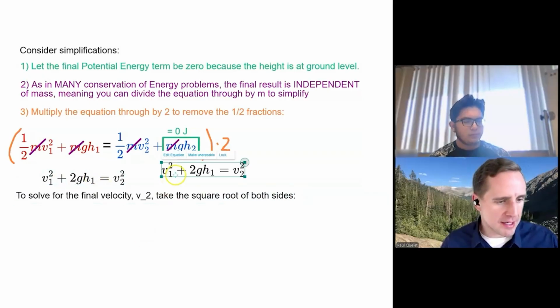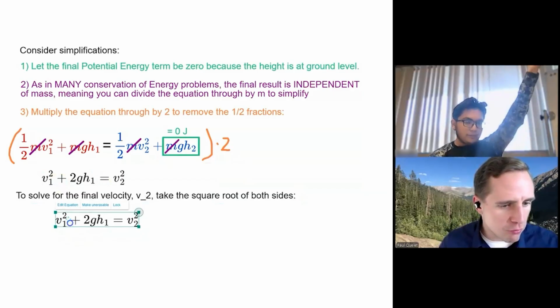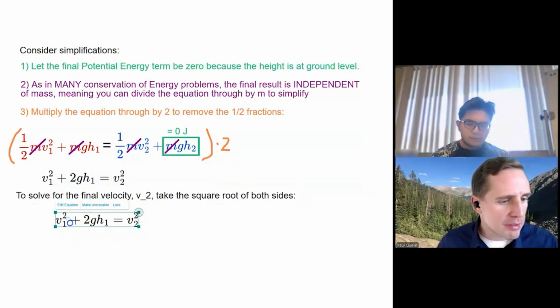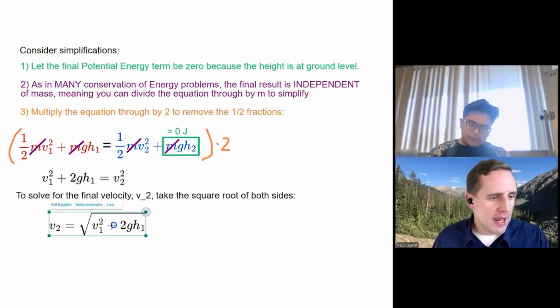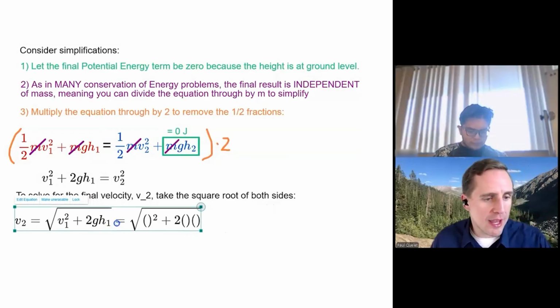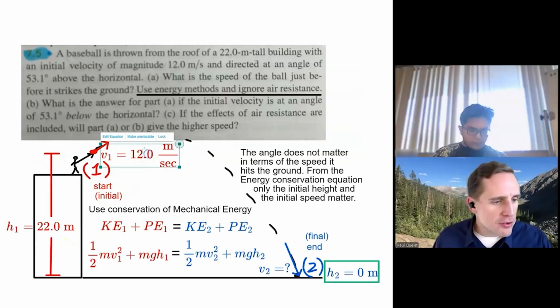So what that means is we're going to have v2 is equal to the square root of v1 squared plus 2gh1. Do we have all those quantities that we can put the numbers into the calculation? Because we have v1, we have h1, and we always have g. So let's actually get this going. The v1 was 12 meters per second. That was shown on the previous slide here.